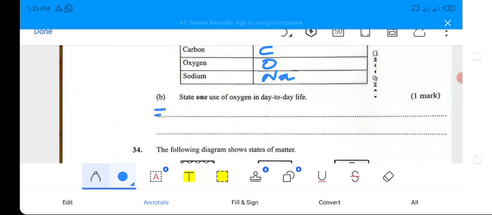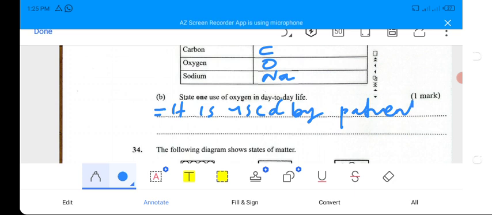So state one use of oxygen in day-to-day life. Oxygen has many uses. One of the uses is it is used by patients with breathing difficulties.